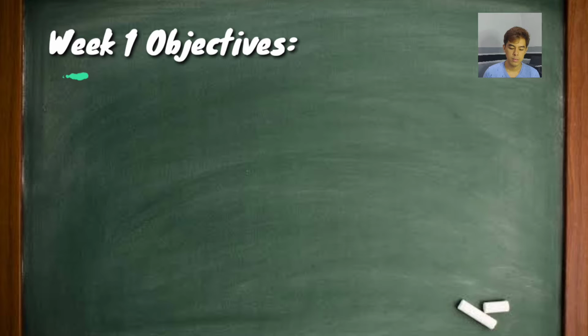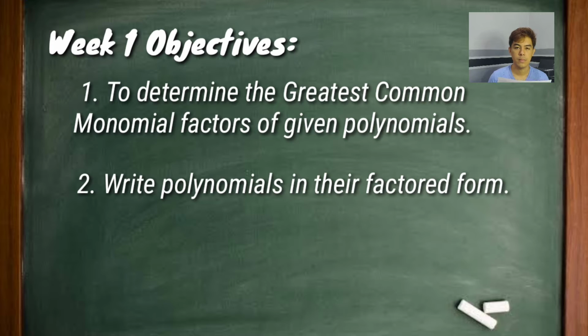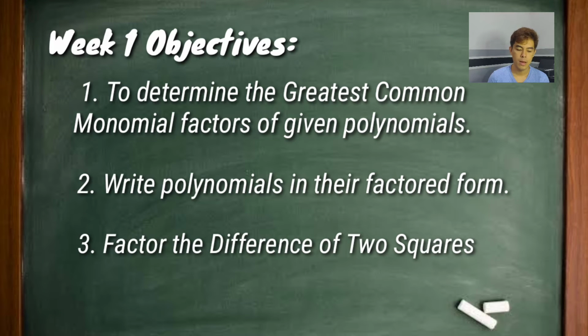And since week 1 muna ang pag-uusapan natin, gawin nating mas simple ang ating mga objectives. First objective is to determine the greatest common monomial factors of given polynomials. Second is to write polynomials in their factored form. Last will be to factor the difference of two squares.